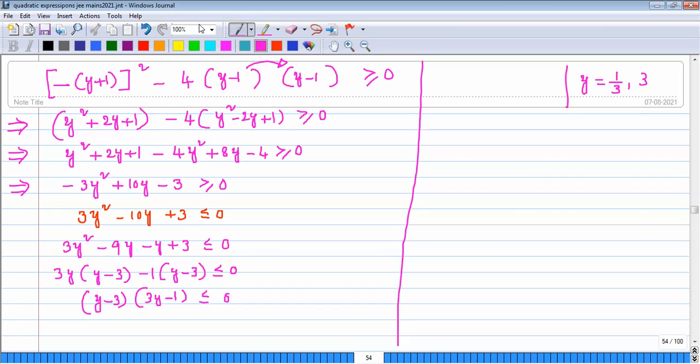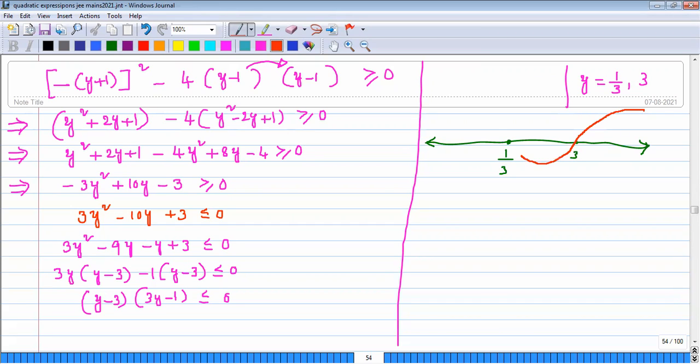But we need to solve this inequation. How to solve this inequation? Take a number line. First of all, just locate this 1 by 3 and 3 on the number line. 1 by 3 will be less than 3. 1 by 3 here and 3 right down. So check the coefficient of y square is positive. So start with the positive sign.